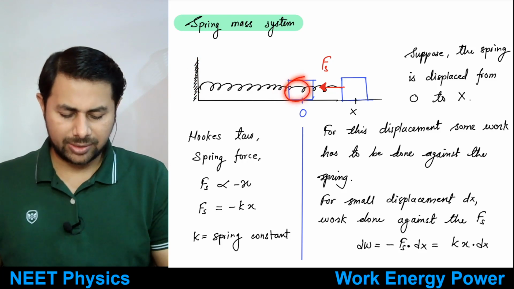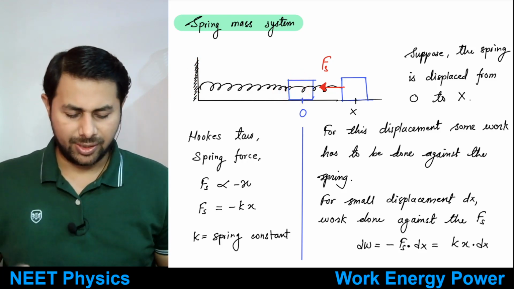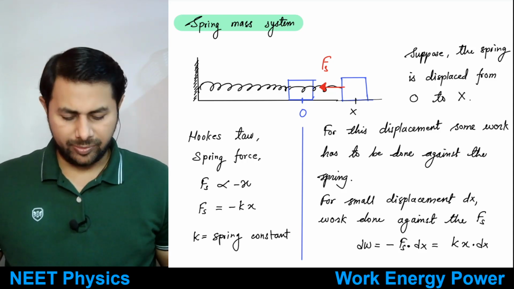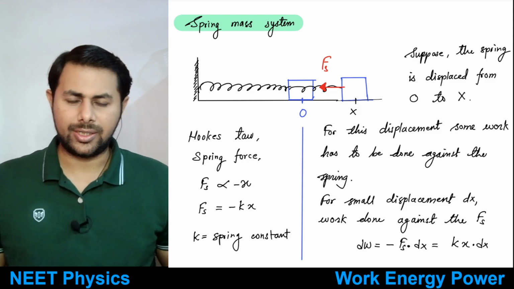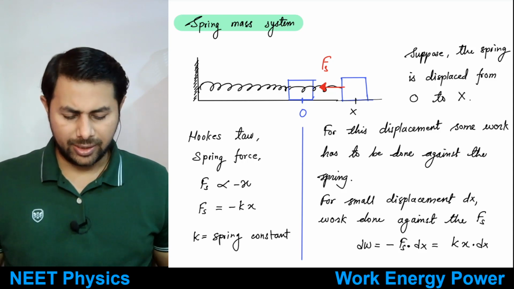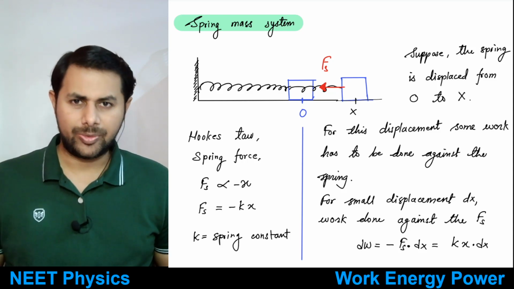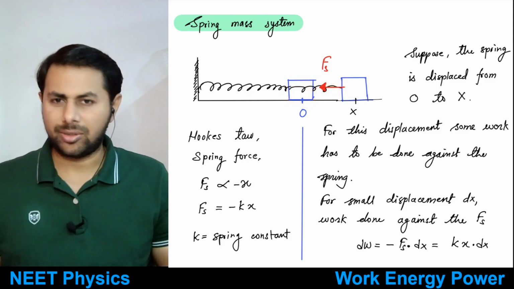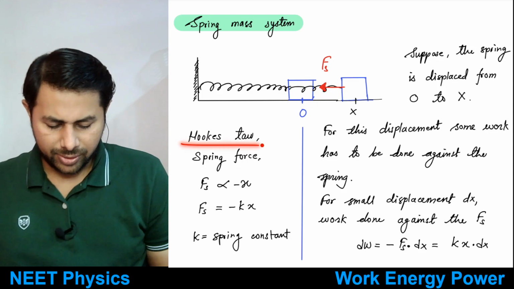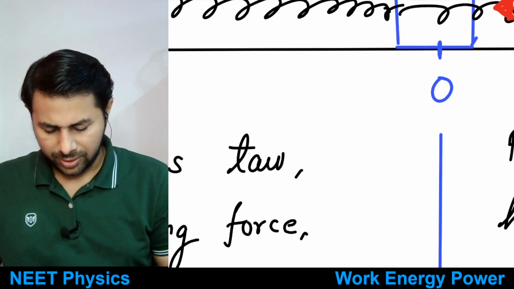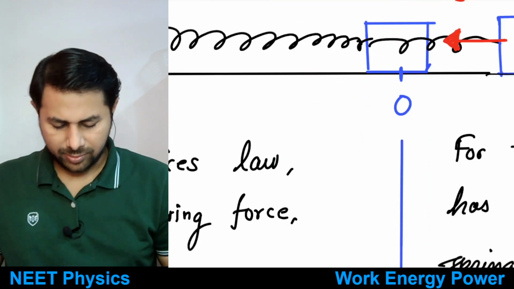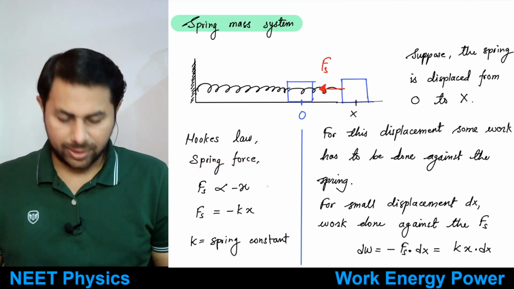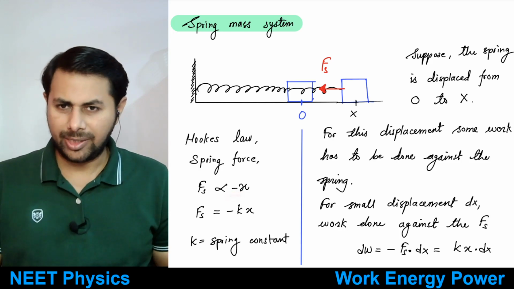When you move the mass, what will happen? The spring will be stretched. In the last lecture we learnt that there is a restoring force generated in the spring, and that restoring force will oppose this stretching of the spring. So by Hooke's law, the spring force is equal to what? It's directly proportional to minus of the displacement.